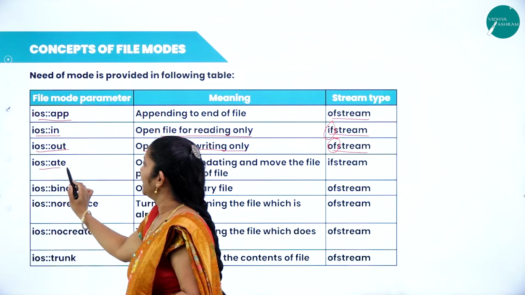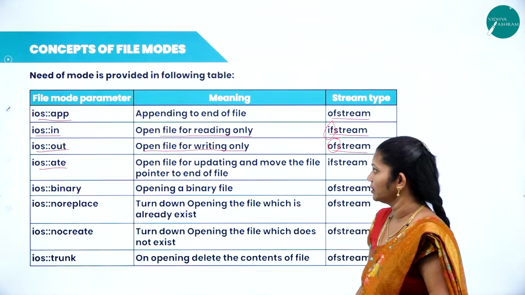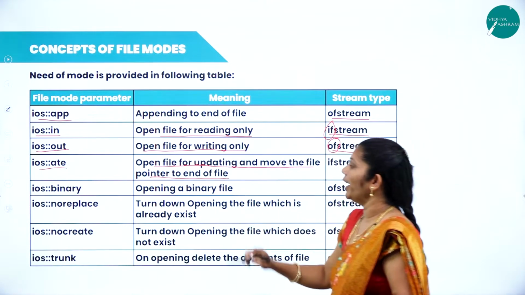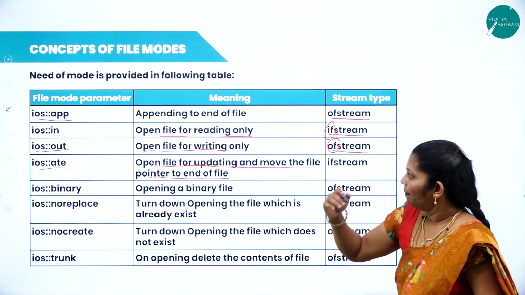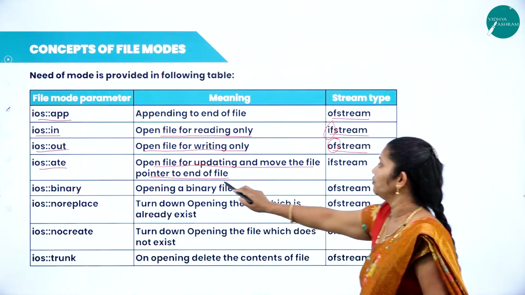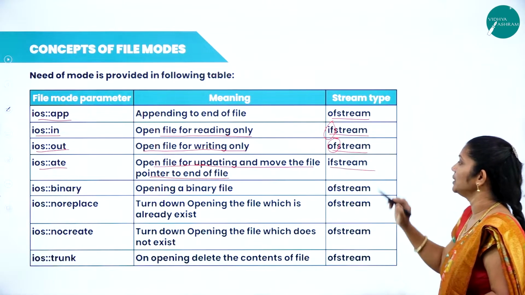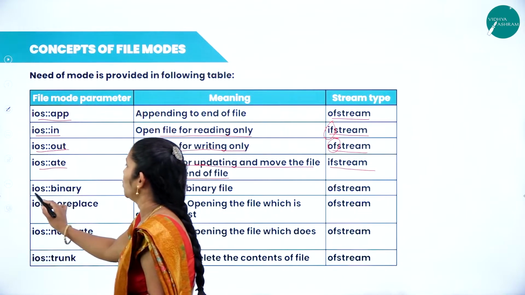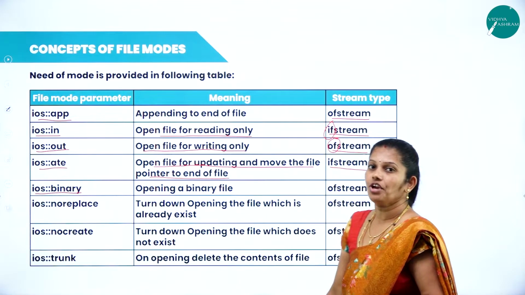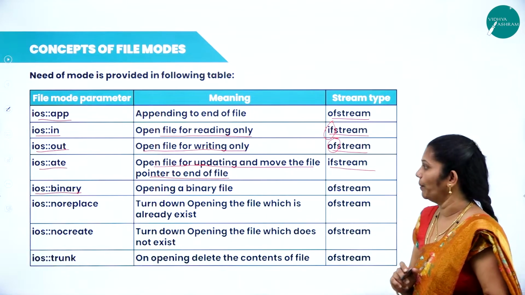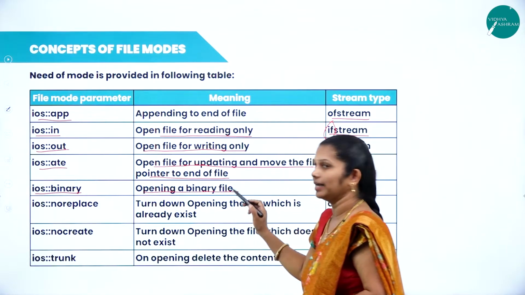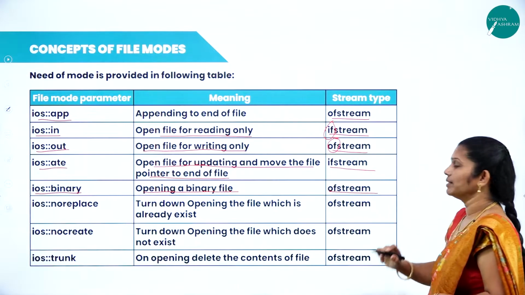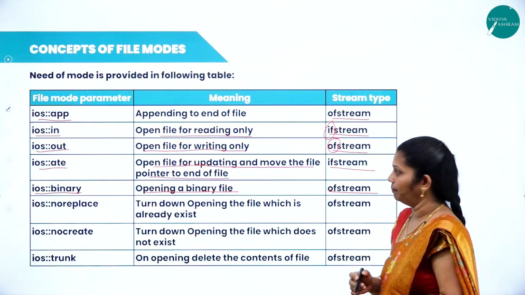Then ios::ate, that is for updating purpose. Here, open a file for updating and move the file pointer to the end of the file. That means we can update the content and the cursor will move to the end of the file. And here we are using ifstream, so input operation we can perform here. And the next one, ios::binary. There we are opening the file in binary format, that is in the format of zeros and ones. And here the ofstream type we are using, that is for output purpose.